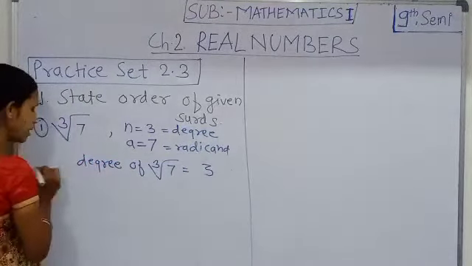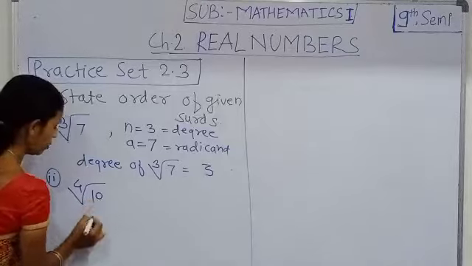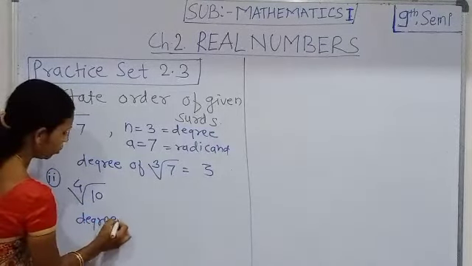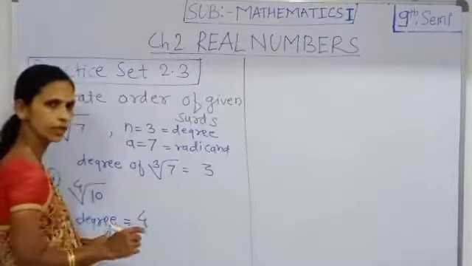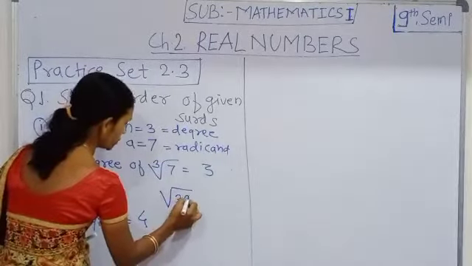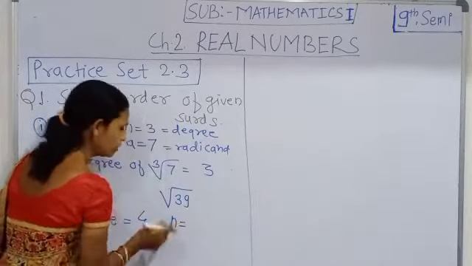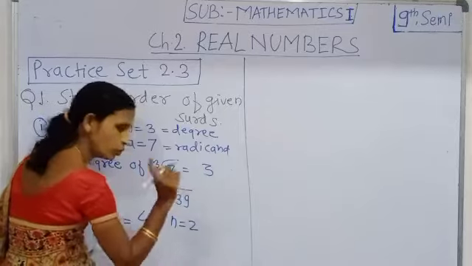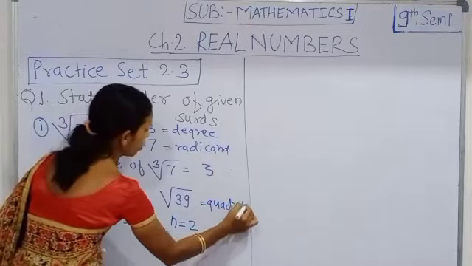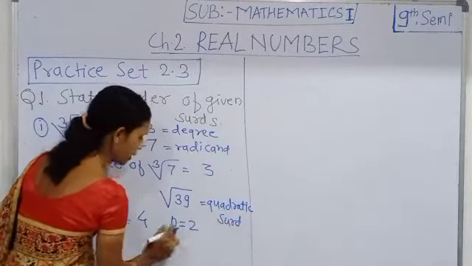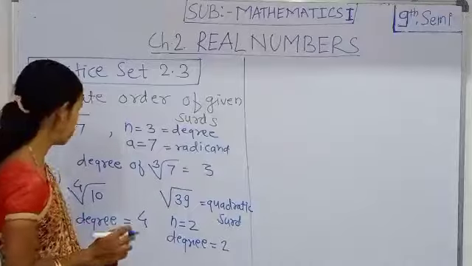The second example given here is the fourth root of 10, of which the degree of this surd is 4. One more example is the square root of 39. Here we can't see the value of n, so n is equal to 2, that means it is a quadratic surd, of which the degree is 2. The degree of this surd is 2.